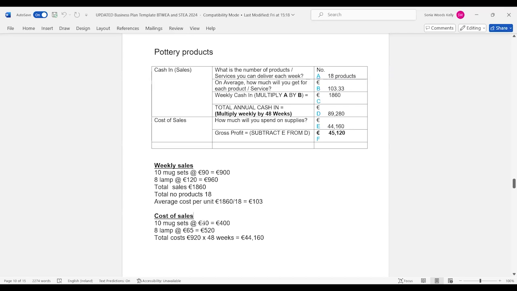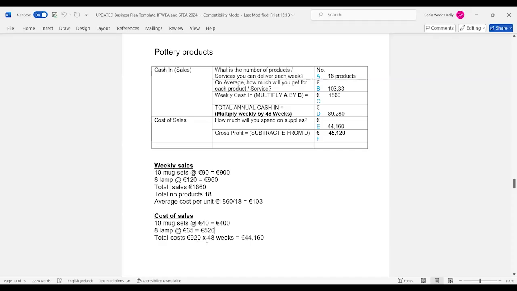I have researched, and the cost to produce a set of mugs is 40 euros and the cost to produce a lamp is 65. So if I'm going to sell 10 sets of mugs a week and the cost is 40 euros, that's going to be 400 euros. If I'm going to sell 8 lamps a week and the cost to produce a lamp is 65 euros, that's going to be 520 euros. So by adding these 2 figures together, the weekly cost to sell 10 mugs and 8 lamps is 920 euros.